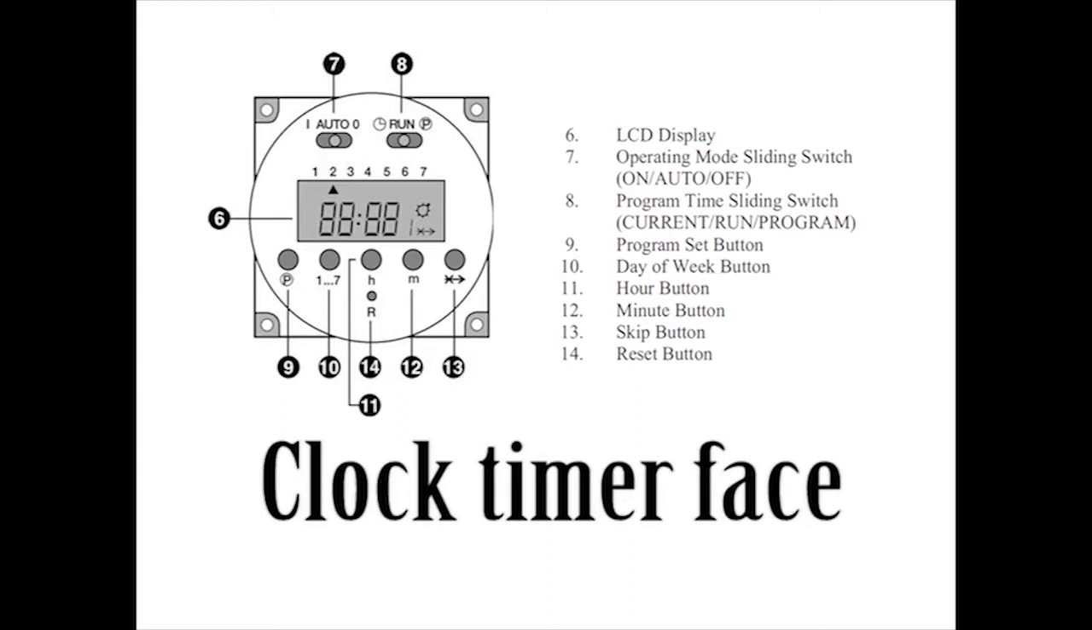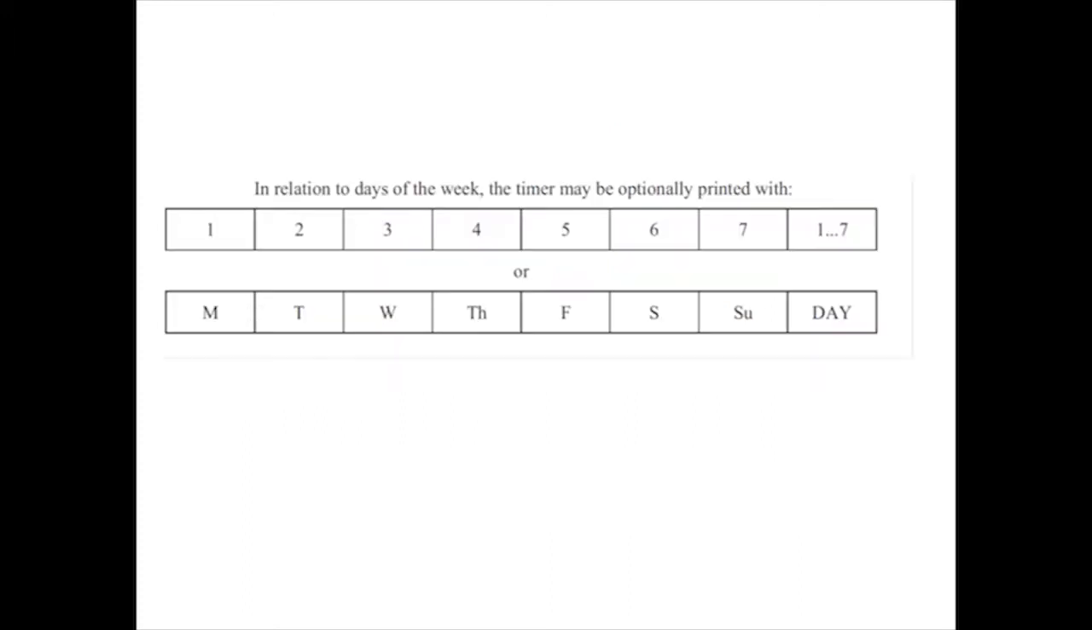The remaining programming buttons are as follows. Number 9 is a program set button. Number 10 is a day of the week program. Number 11 is the hour button. Number 12 is a minute button. Number 13 is a skip button. And finally, number 14 is a reset button to erase all settings back to factory default.